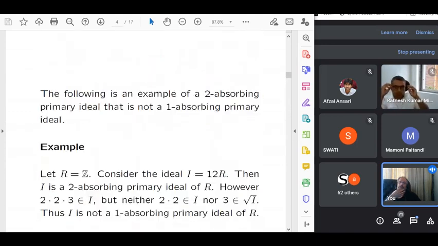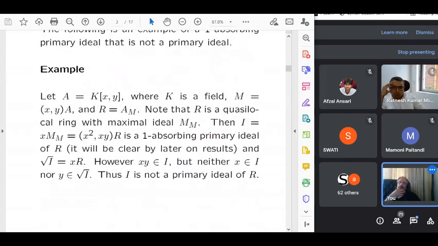Here is the example I gave you. My R is localizing A at M. Remember, my M, the maximal ideal, is generated by xy. Definitely x is a prime element in this ring, right? But the maximal ideal of this ring is not generated by x.